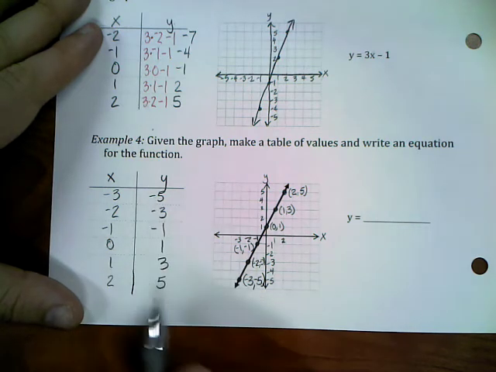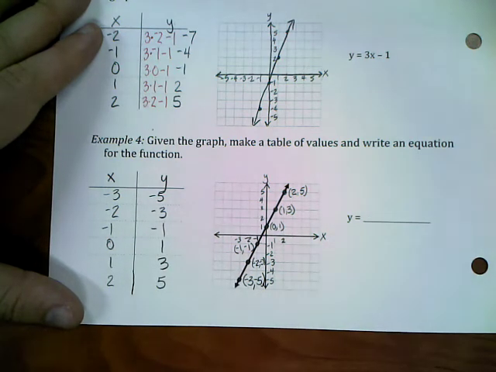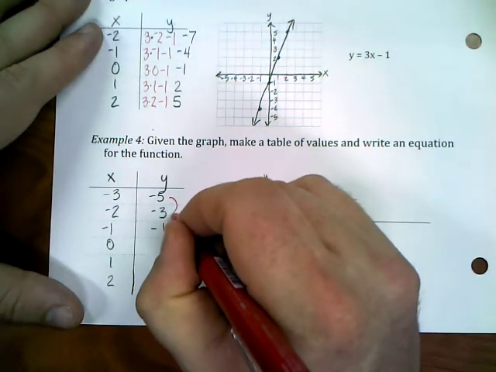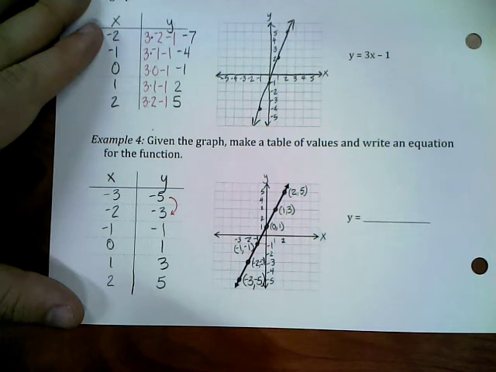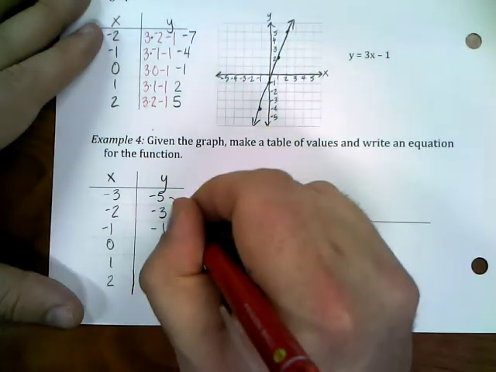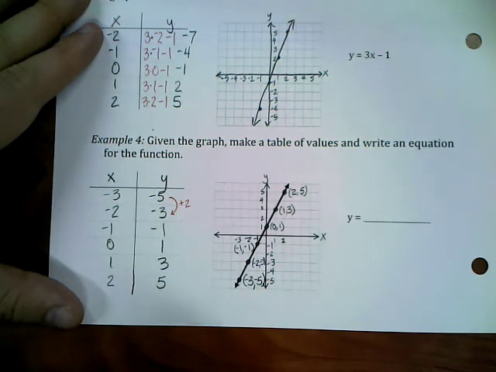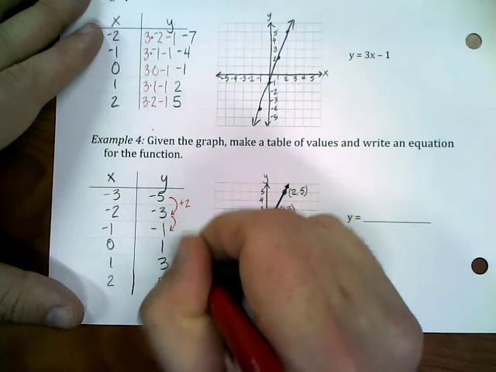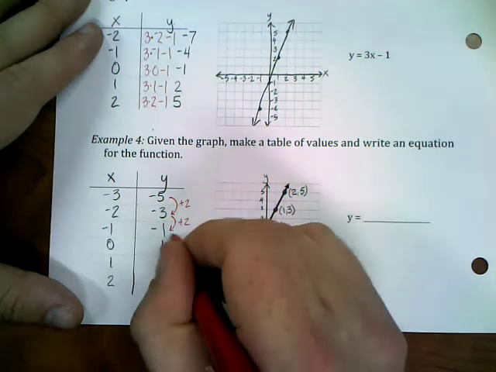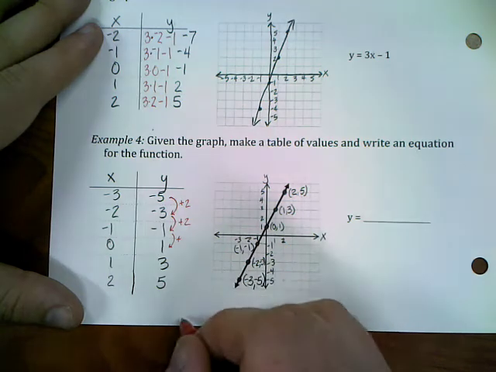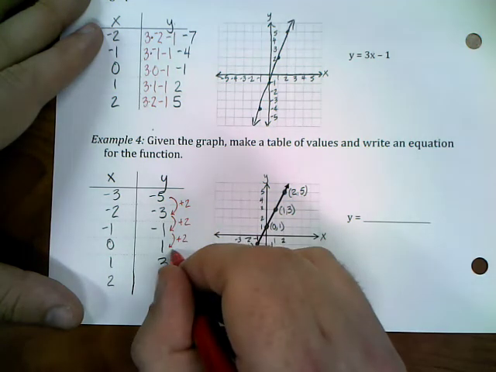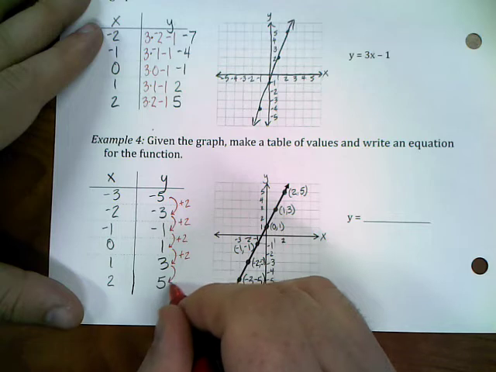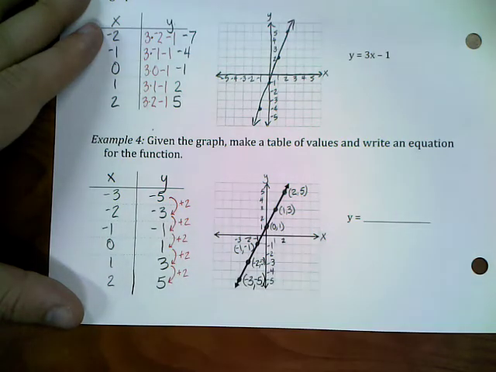Now the function table can really help us to find our equation. Because if we consider here, what do you have to do to a negative 5 to turn it into a negative 3? Well, you add 2. What do you have to do to a negative 3 to turn it into a negative 1? Well, you add 2. What do you have to do to a negative 1 to turn it into a positive 1? Add 2. What do you do to 1 to turn it into a 3? Add 2. What do you do to a 3 to turn it into a 5? We add 2.